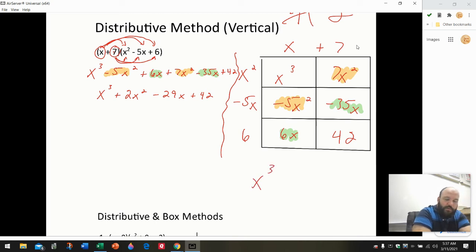Start with the x cubed. Then we have the 7x squared minus 5x squared, which gives us 2x squared. Then we have 6x minus 35x, which is negative 29x. And then we have this plus 42. And so what you can see is we get the exact same answer either way we multiply this out.